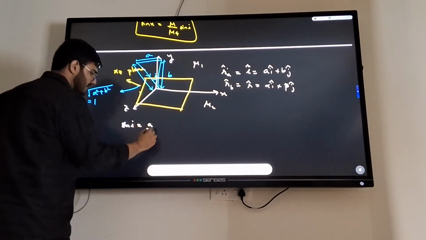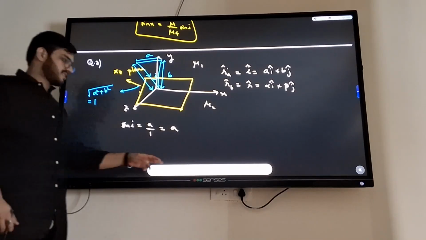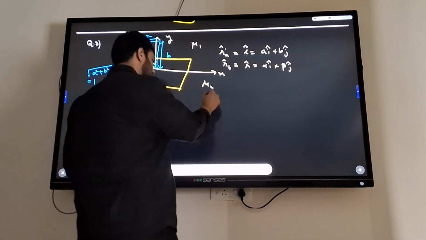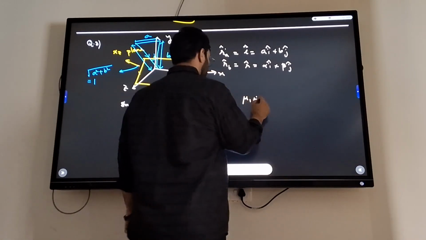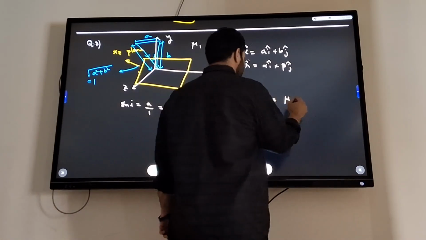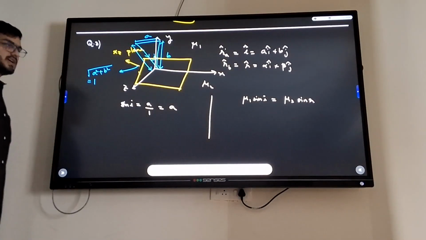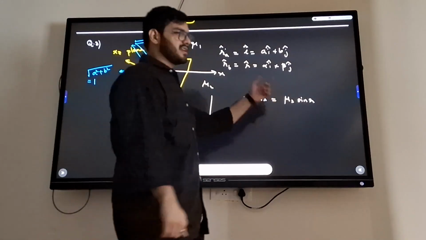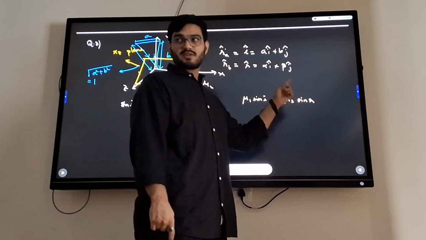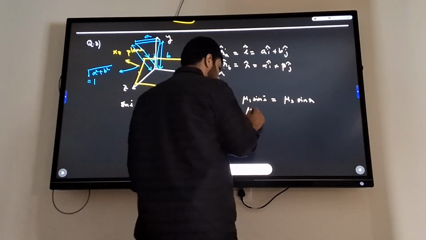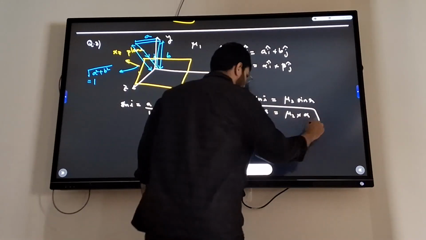Sin I is equal to A by 1, which is basically A. Right? Then let me apply Snell's law and tell me what I should write. By Snell's law, you get mu1 sin I is equal to mu2 sin R. But what is sin I? It is A. Can you predict what sin R should be? Let me not do the calculation. It should be alpha, right? So mu1 into A is equal to mu2 into alpha. This is the relation.